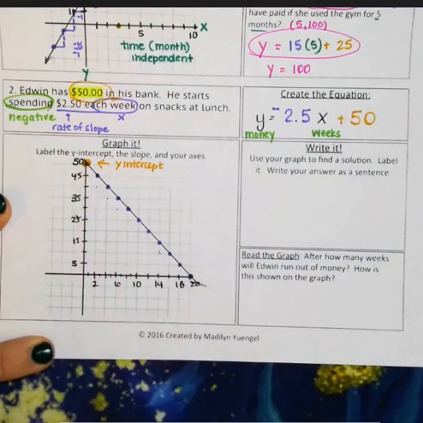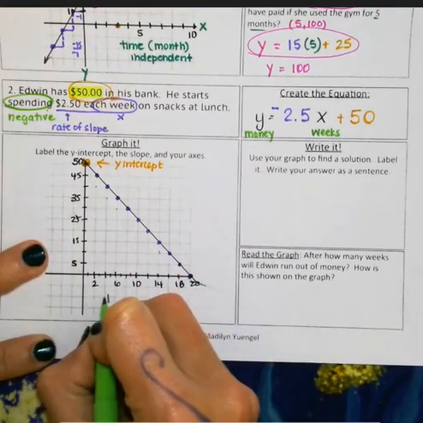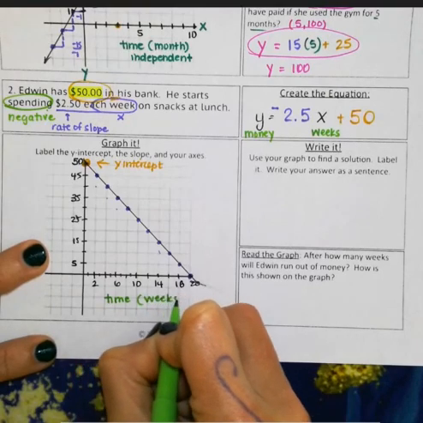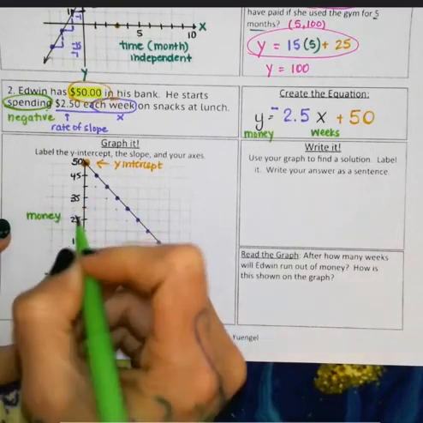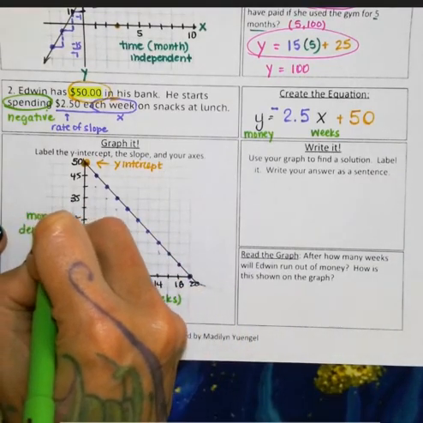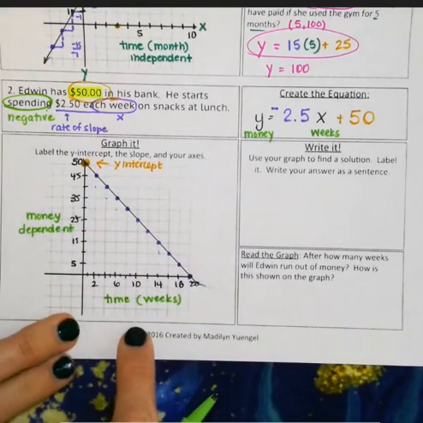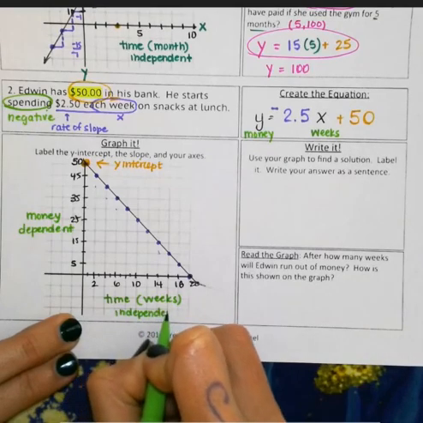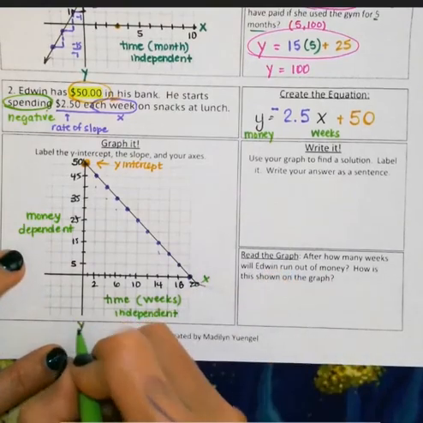Our y-intercept is labeled. Our x-axis, remember, this is time again. And this is going to be weeks this time, not months. And this again is money. Our y-axis is money, like what he has. And remember, the money is dependent on how many weeks Edwin buys snacks. So this is independent. This is what we control. All right, and remember, x-axis left and right, y-axis up and down.